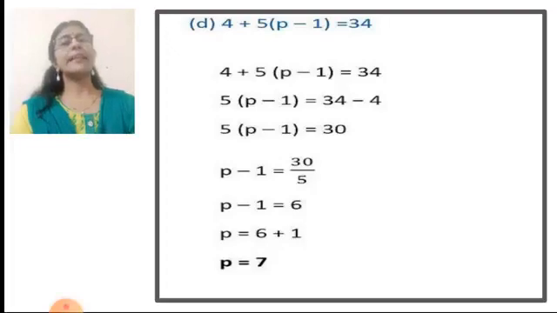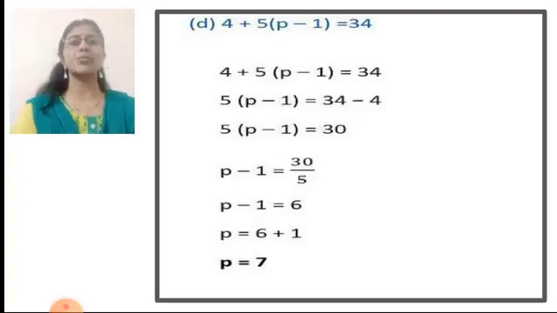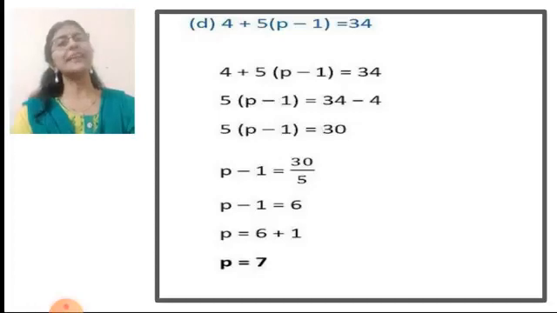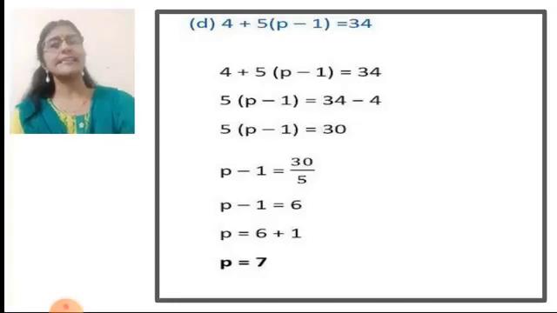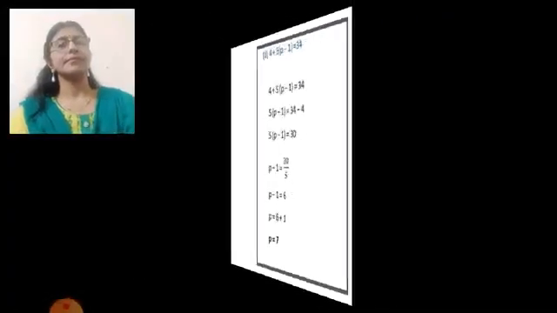Now again, minus 1 is on the left hand side. We will bring minus 1 to the right hand side. So transpose minus 1 to the right hand side. When we bring it to the RHS, minus 1 will become plus 1. So therefore p is equal to 6 plus 1. And then 6 plus 1 is how much? It is 7. Therefore p is equal to 7. So we got the value of p as 7.